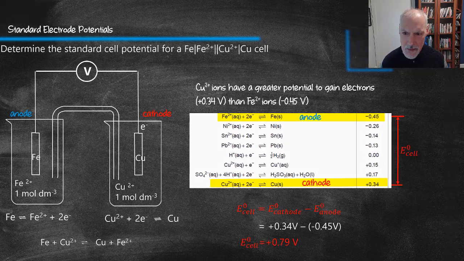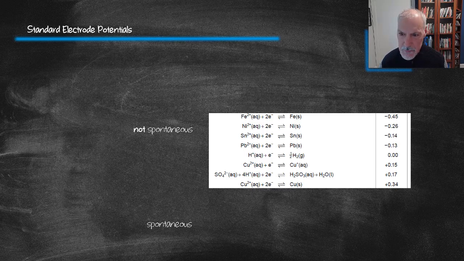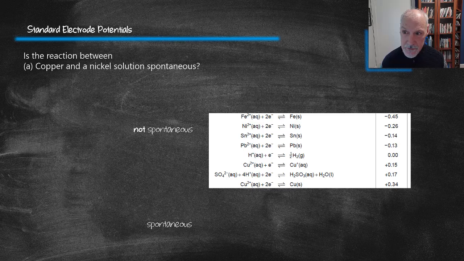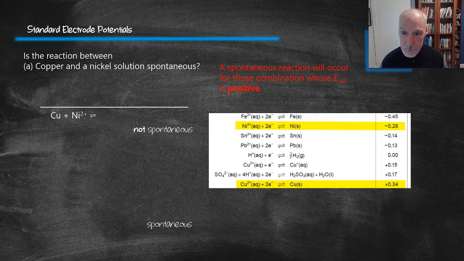I want to look at another way that we can use this table. It can be used to judge whether reactions are spontaneous or not spontaneous. Is the reaction between copper and nickel spontaneous? A spontaneous reaction will occur when the cell potential is positive. So copper and nickel. Those are the two reactants I want, so I'm going to identify those reactions in the table.